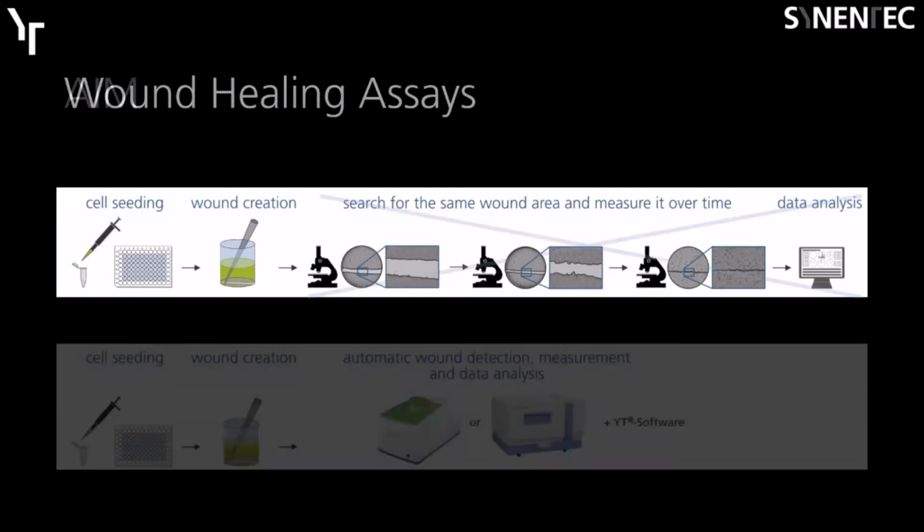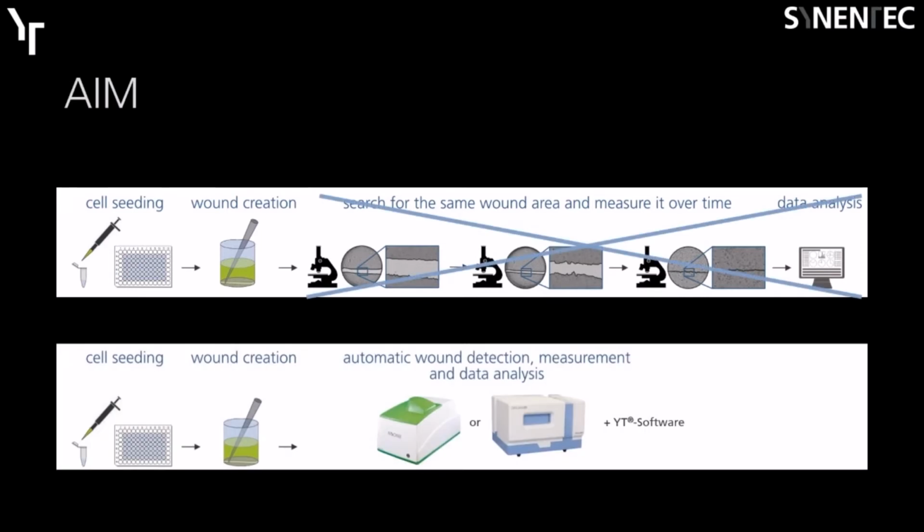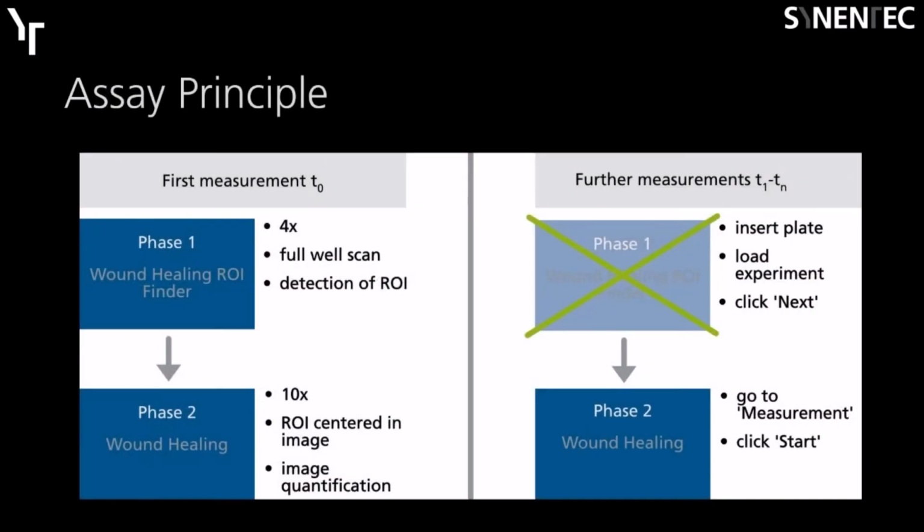Therefore, our aim was to develop an application suitable for automation and high-throughput screening using our imaging and YT software. To do so, we developed a two-phase measurement design. In the first phase, an overview of the wound is imaged using a low magnification, usually the 4x objective. This keeps the measurement time and amount of data low.